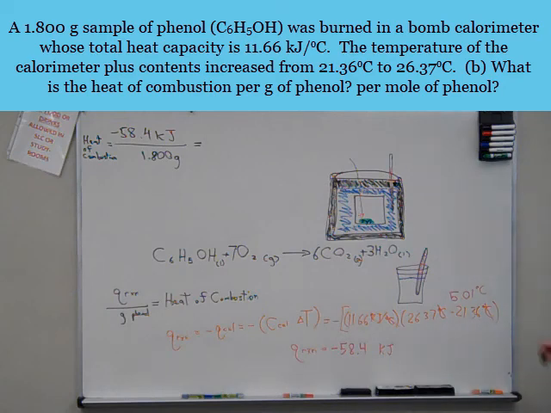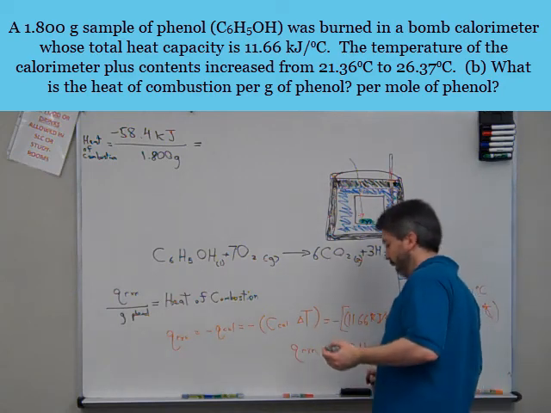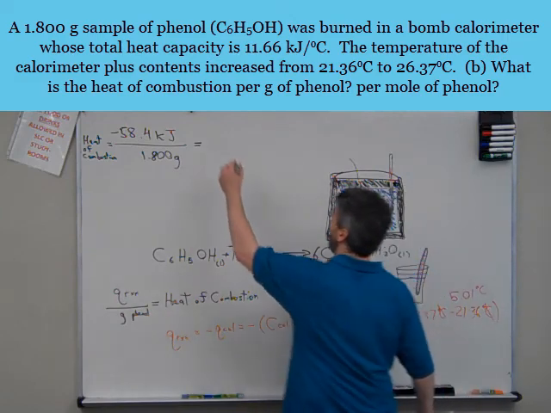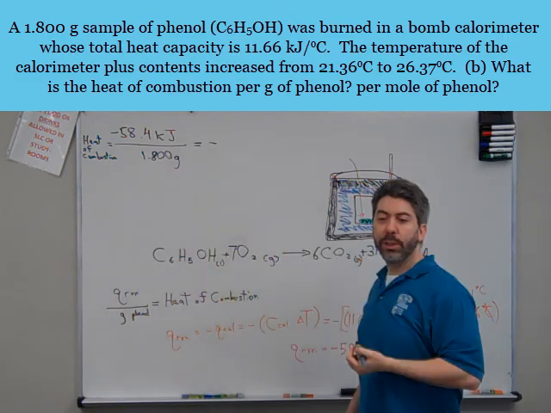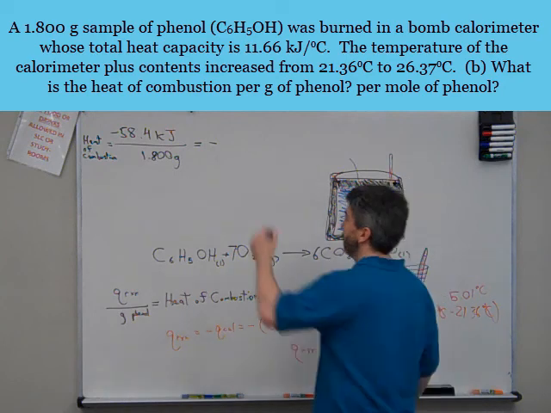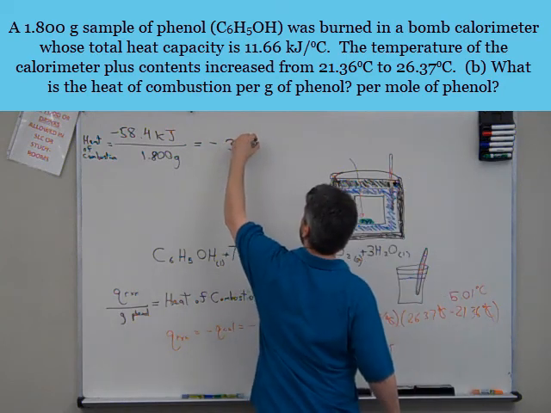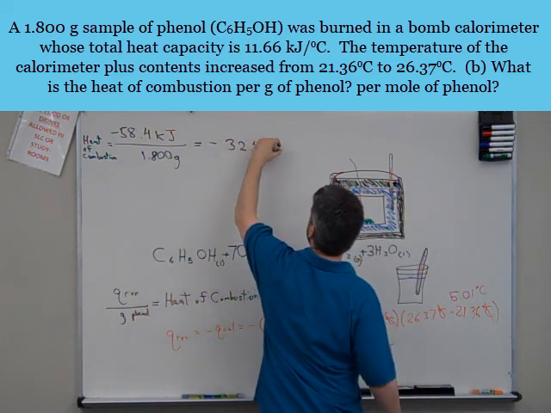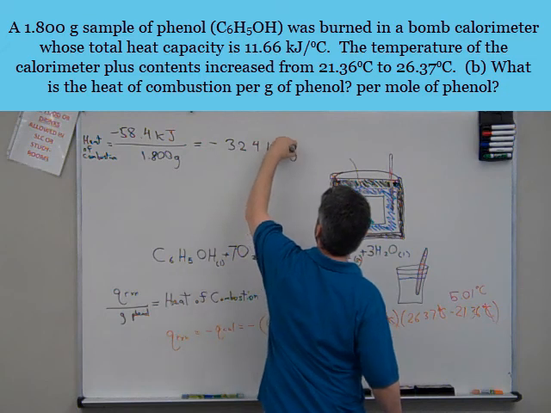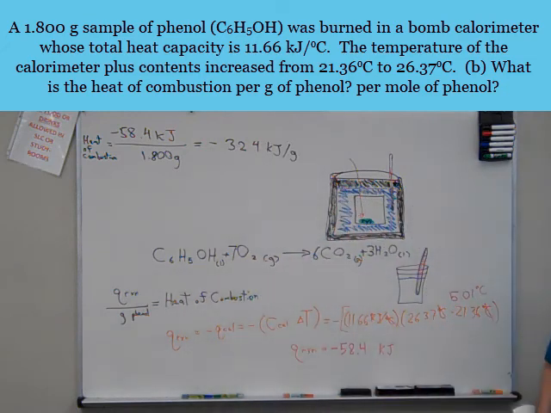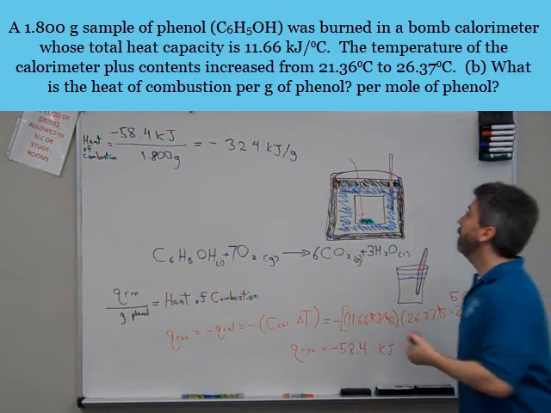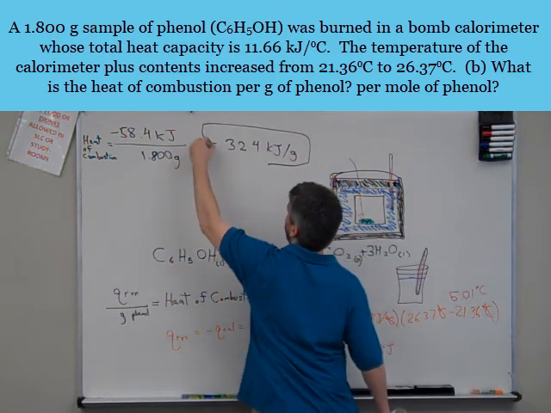So that will give you some number, probably in the 30s. What is it? 32.44. There are only 3 sig figs because the top is 3 sig figs. Exactly. So this is the heat of combustion per gram.